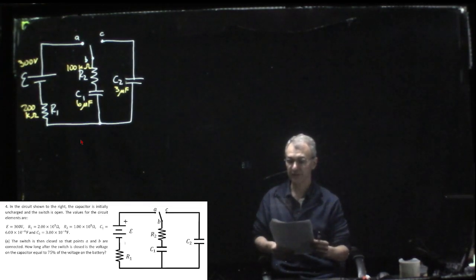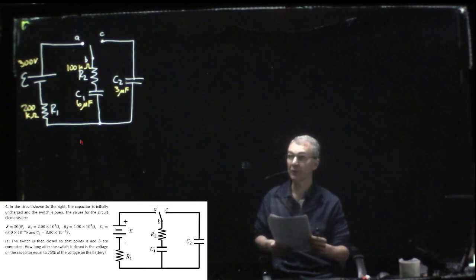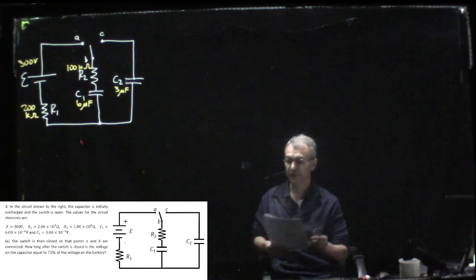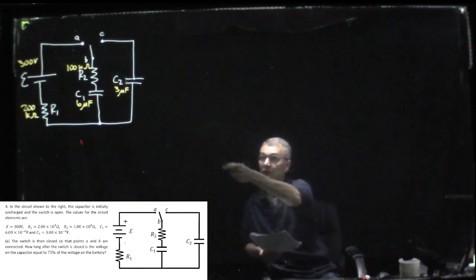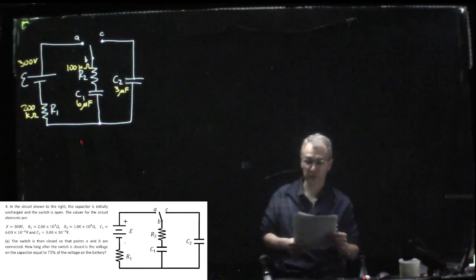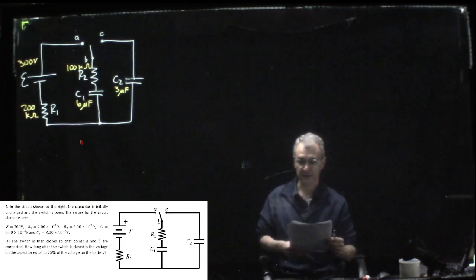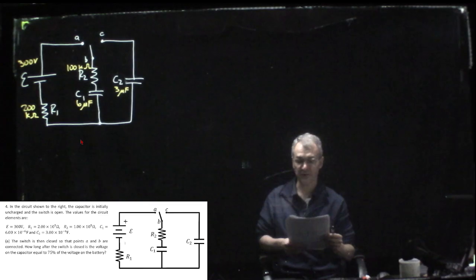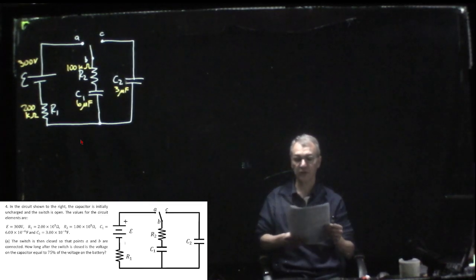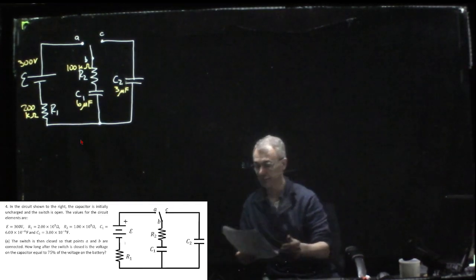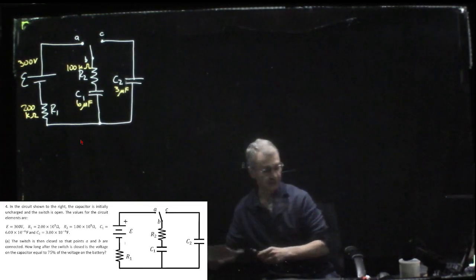So initially the capacitor is uncharged. I guess it means both capacitors are uncharged, and the switch is open, meaning it's not connecting B to anything. And then we've got those component values. I wrote these things in terms of kilo ohms. So 10 to the 5th ohms is 100 kilo ohms. Then the switch is closed such that points A and B are connected. How long after this happens is the voltage on the capacitor equal to 3/4 of the voltage on the battery?